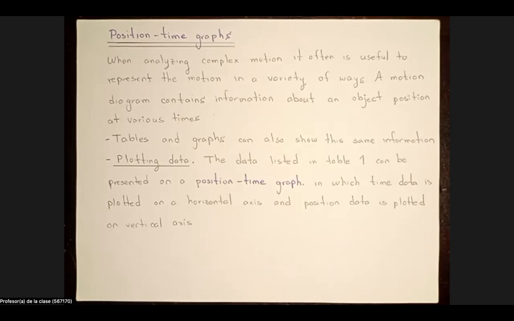A motion diagram contains information about an object position at various times. Tables and graphs can also show this same information. So let's plug in data. Data listed on table number 1 can be presented on a position time graph in which time data is plotted on a horizontal axis and position data is plotted on vertical axis.